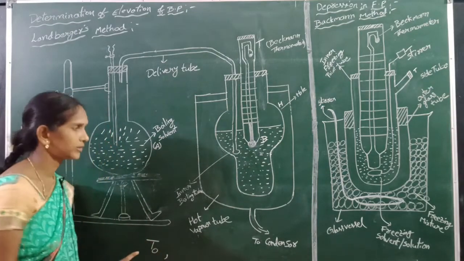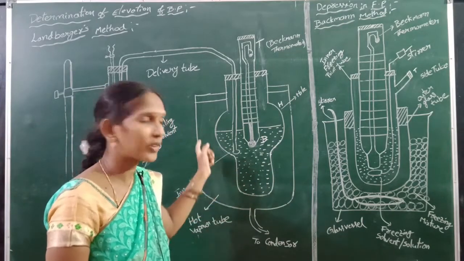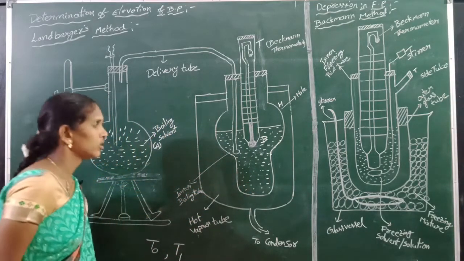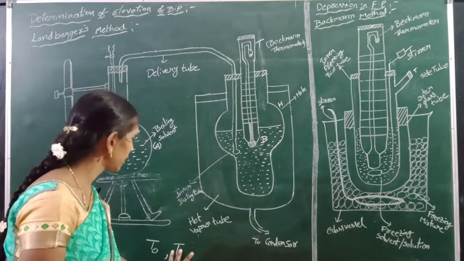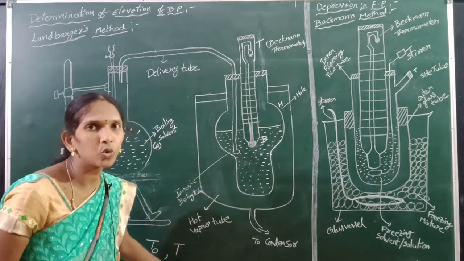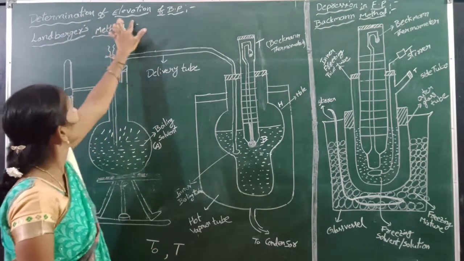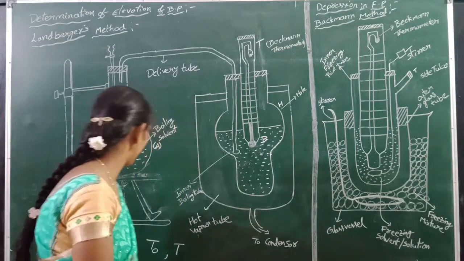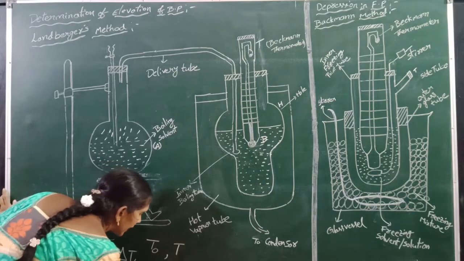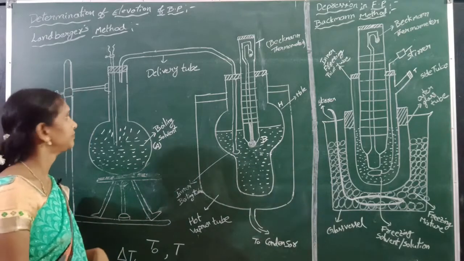In the next point, we can find out the boiling point of the solution. Solution means we can add solute. That means the boiling point of the solution is T. The difference between these two temperatures is called elevation of boiling point. That means elevation of boiling point, delta TB, is equal to T minus T naught.